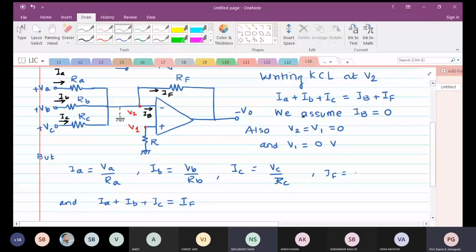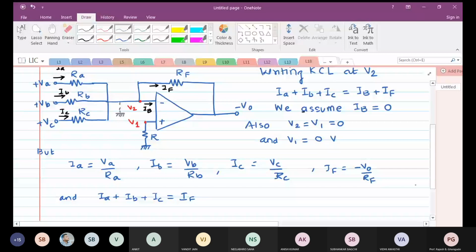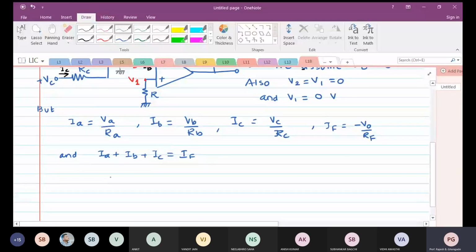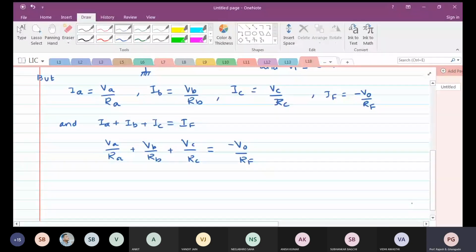VO by IF minus VO by RF. Okay? So I'll put all this in this equation to get VA by RA plus VB by RB plus VC by RC is equal to minus VO by RF. This is going to be our important equation here.